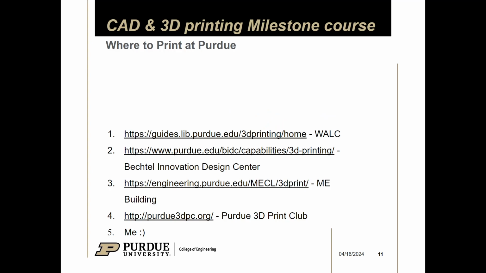If you're interested in where you can print at Purdue, I don't remember if all these links work, but there's a bunch of 3D printing clubs or 3D printing services across campus. So if you ever need stuff 3D printed, you can always go to them. I also have 3D printers, so if you need things printed, you can also ask me. I believe Amr has printers. Yeah, but I've got a lab. You can print stuff there.